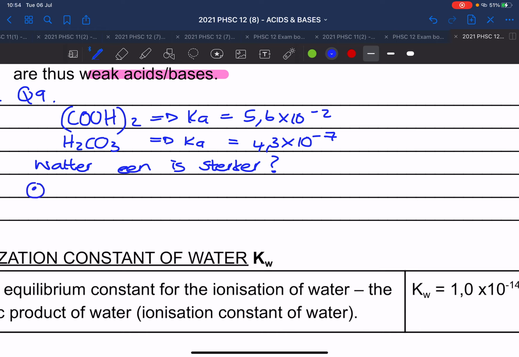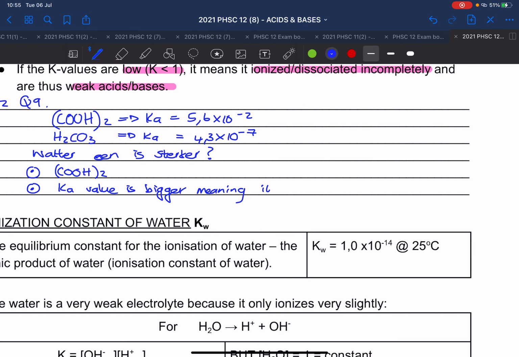And our answer will be oxalic acid is stronger. One mark. And the second mark, why is it stronger? The Ka value is bigger, meaning it ionizes more or better or more completely. More completely, can you say that?